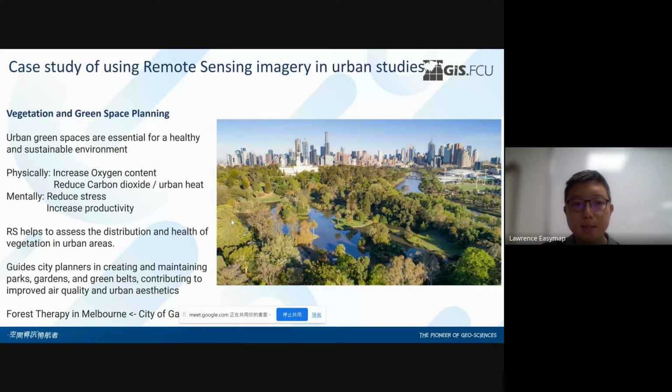So remote sensing can help us assess the distribution of those green areas, and urban planners can plan in which area maybe an underutilized area can be planned as a garden or a forest. I think this is a huge benefit to citizens.